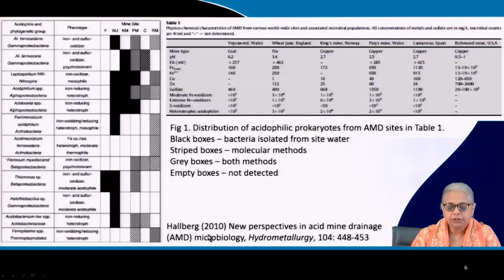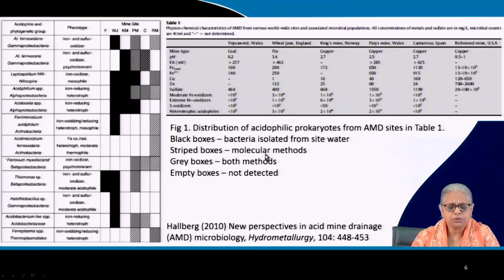So here we have a review paper which talks about acid mine drainage and the microbes that are associated with acid mine drainage. So there is a whole long list of acidophilic bacteria that have been identified in acid mine drainage in various sites around the world. Most of them are in Wales, and one in Spain, one in the US. And what you see is that all of these black boxes indicate the bacteria that were isolated from the acid mine drainage water from the site itself.